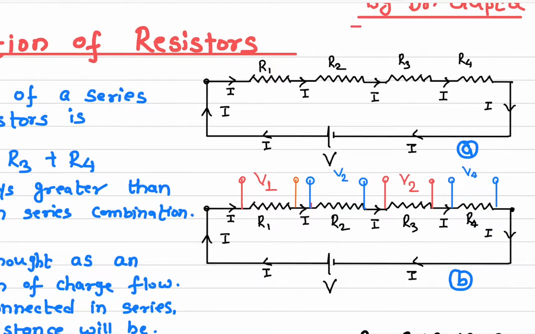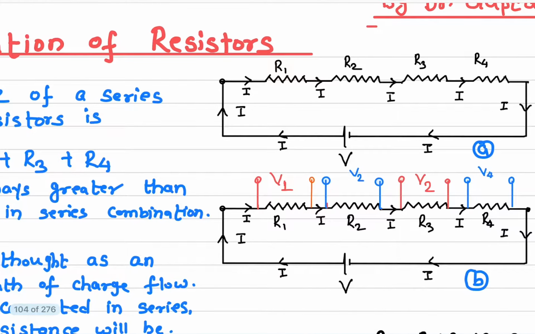When I say the net resistance value, all these resistors R1, R2, R3, and R4 can be assumed to behave as one single resistance. That is called the effective resistance or the net resistance. What is the net resistance? The net resistance is the resistance that R1, R2, R3 and R4 together behave as one resistance, and that is called the net resistance or effective resistance.